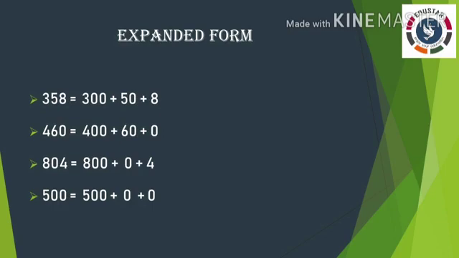3 is in hundreds place, isn't it? 5 is in tens place. 8 is in ones place. So, for 3, how many zeros should we add now? We have to add 2 zeros, isn't it? Because 3 is in hundreds place. For hundreds place, we have to add 2 zeros, isn't it?